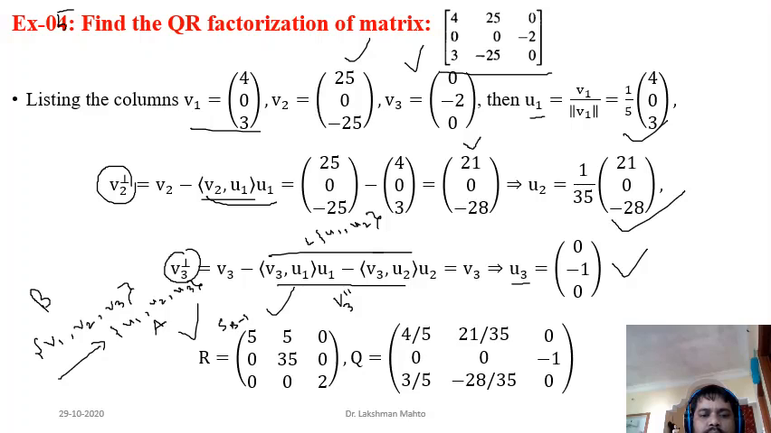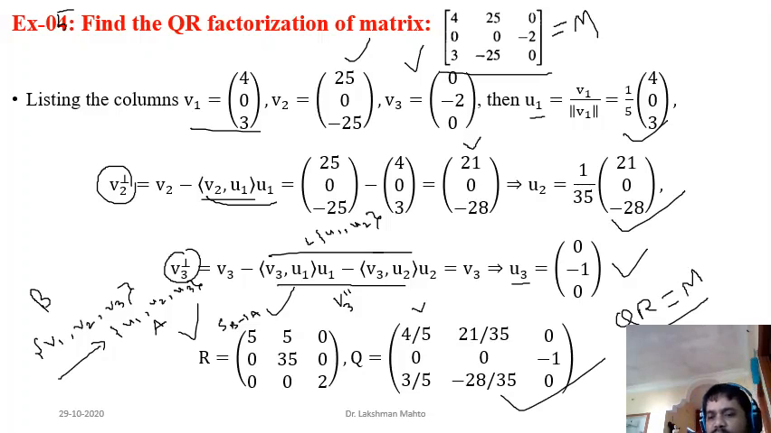So you got the change of basis matrix R, and also you got Q. Q's first column comes from U1, the second column from U2, and the third column from U3. So you got Q and R, and if you multiply Q with R, the result will be the given matrix. Suppose we call this matrix M, then Q times R would be equal to M. You can verify this result. So you have factored the given matrix M into Q and R.